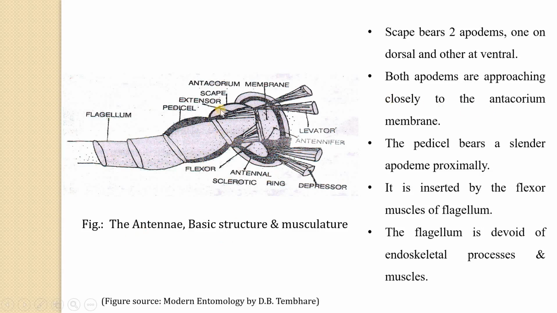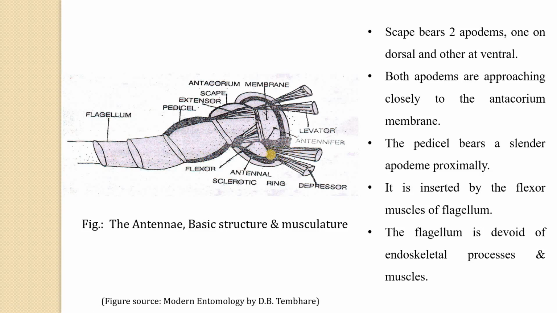I have already told you that the basal segments, the scape and pedicel, are actually responsible for articulation of the antennae in the antennal socket of the head capsule. Particularly the scape region is provided with two apodemes. Apodemes are the sites where the muscles arise. So there are two apodemes, one dorsal and another at the ventral.